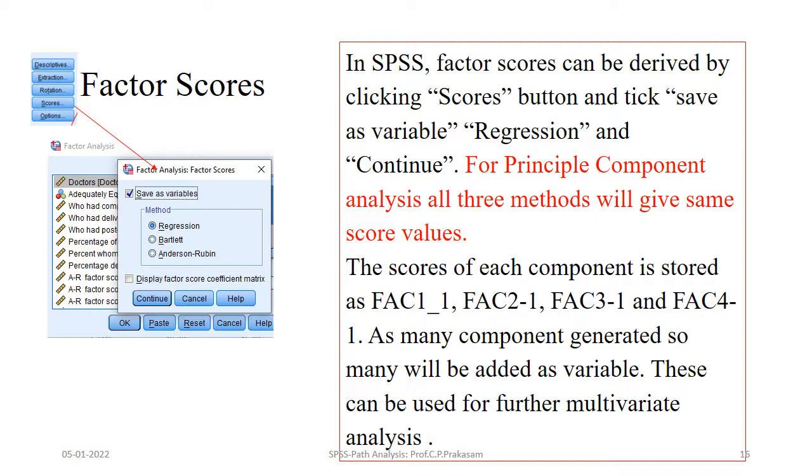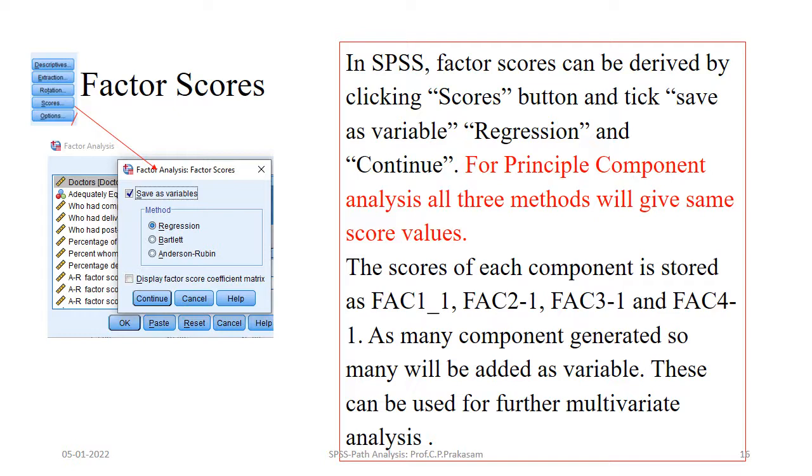Then the next one is the factor scores. These factor scores are developed by normalizing the variables. In SPSS, factor scores can be derived by clicking the Scores button and ticking save as variables. Once you save them as variables, since these are normalized observations, they can be used as one variable in the regression analysis. For the present purpose, for principal component analysis, all 3 methods, whether regression, Bartlett, or Anderson-Rubin, will give you the same score values. Tick any one method, but the results will be the same.